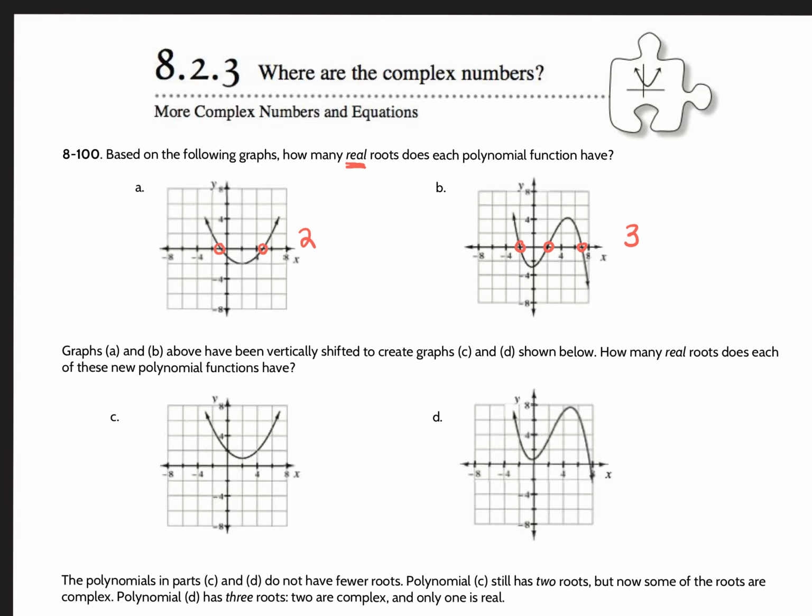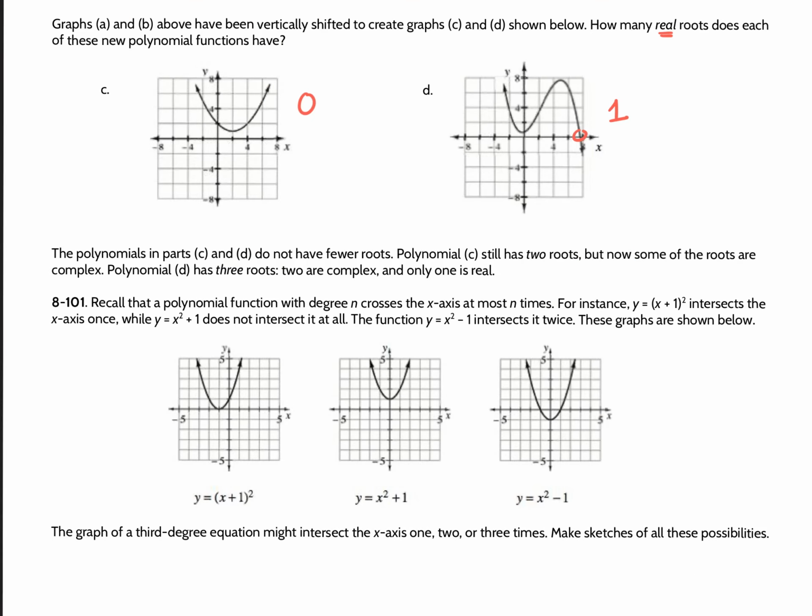Now if I shift those graphs up just a little bit, how many real roots do you see now? So again, how many real roots are there? So there are 0 in this one because it doesn't cross the x-axis at all, and only 1 here. The key to this is understanding that we don't have any fewer roots in parts C and D, we just have fewer real roots, which means that there's some imaginary roots in here. So we have 0 roots, which means we're going to have 2 imaginary roots. Here we have 1 real root, which means we'll have 2 imaginary roots as well.